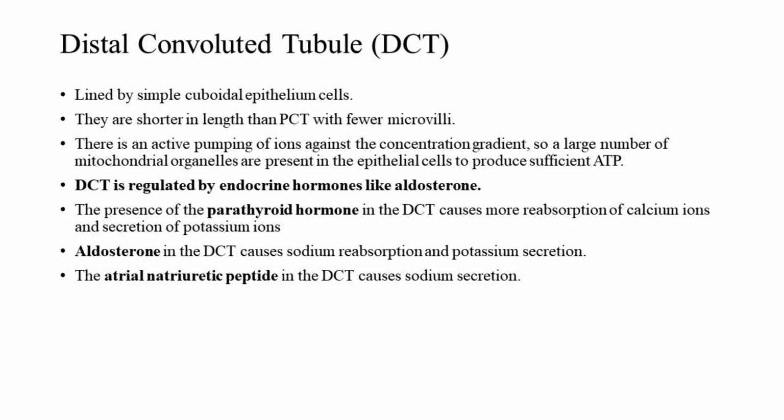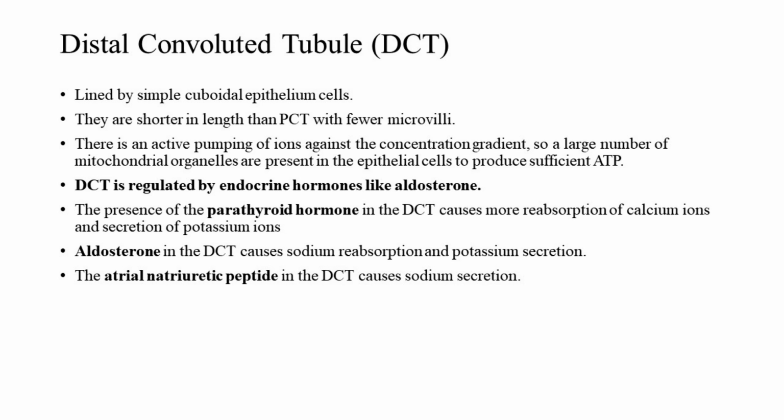Distal convoluted tubule, DCT. Lined by simple cuboidal epithelium cells. They are shorter in length than the PCT, with fewer microvilli. There is an active pumping of ions against the concentration gradient, so a large number of mitochondrial organelles are present in the epithelial cells to produce sufficient ATP.